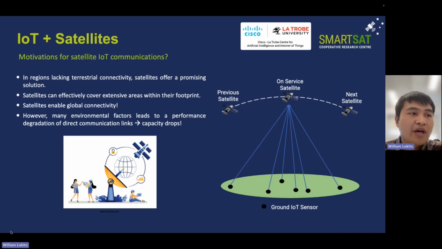So we have a terminology called direct to satellite communications, which is basically communicating directly from the ground to space. However, due to the large distance and some environmental factors, the performance of the direct communication link can be worse. Therefore, the transmission capacity also becomes worse.